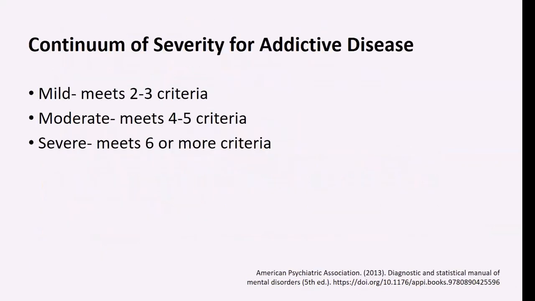So, of the 11 criteria, if you have 2 or 3, you've got mild disease. If you've got 4 or 5, you've got moderate. If you've got 6 or more, you have severe addictive illness. It's called substance use disorder, but I'd like you to be able to interchangeably say addiction, substance use disorder. So 2 to 3, part of it is the pattern thing. It's not the one-off, okay? So I do want to put that little caveat in there.